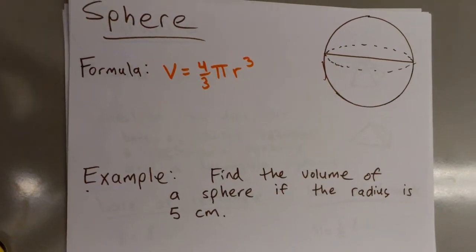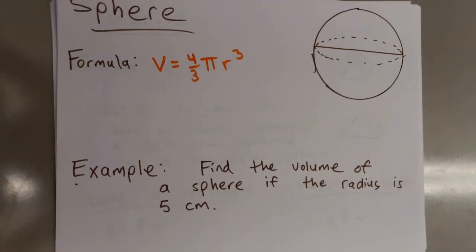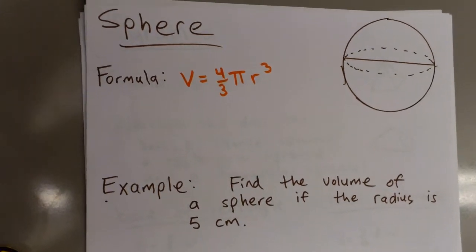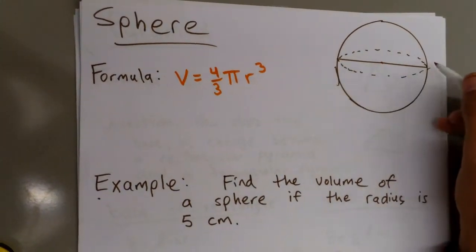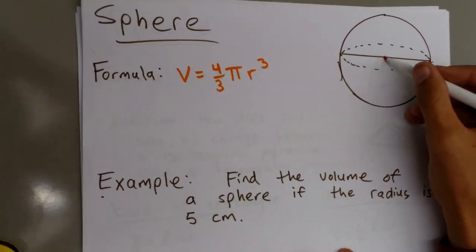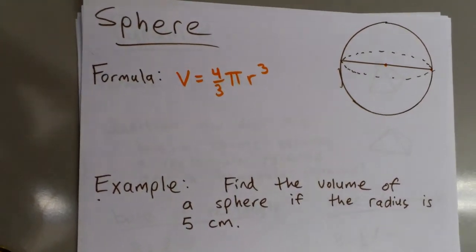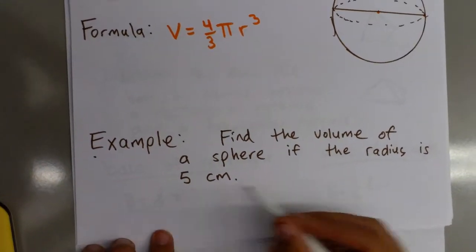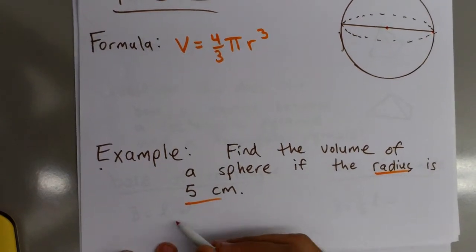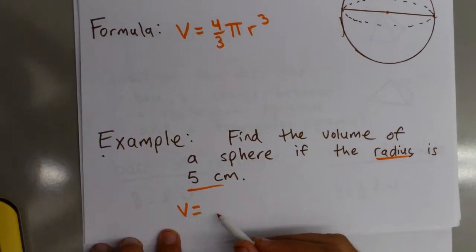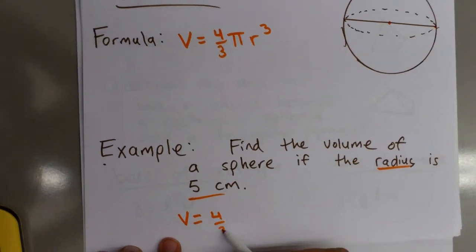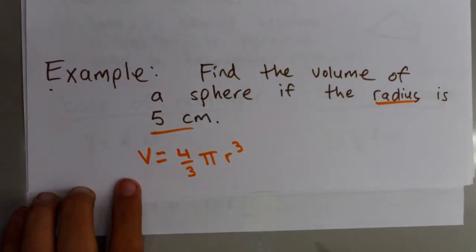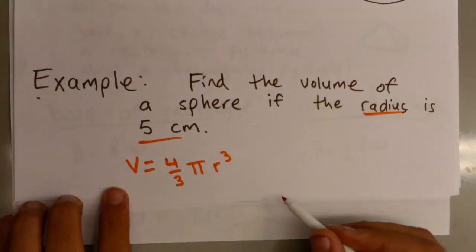An example would be: find the volume of a sphere if the radius is 5 centimeters. All right, a radius is the distance from the very middle to the outside. Like the very center of the Earth to the outside, but this would be a very small Earth. So we know that r is 5 centimeters. Let's start by writing our formula. Volume equals 4/3 pi r cubed. And now let's substitute the radius into the formula.